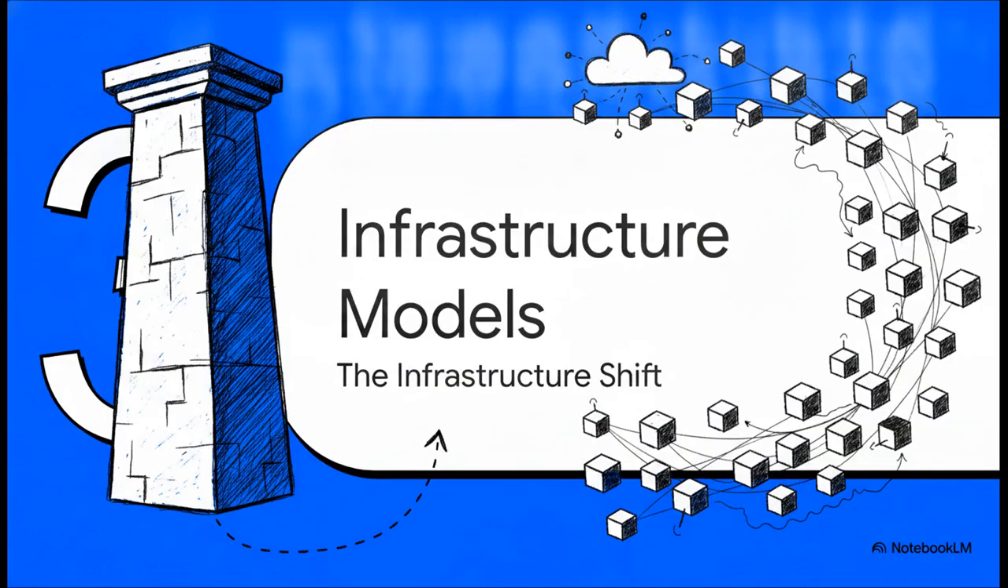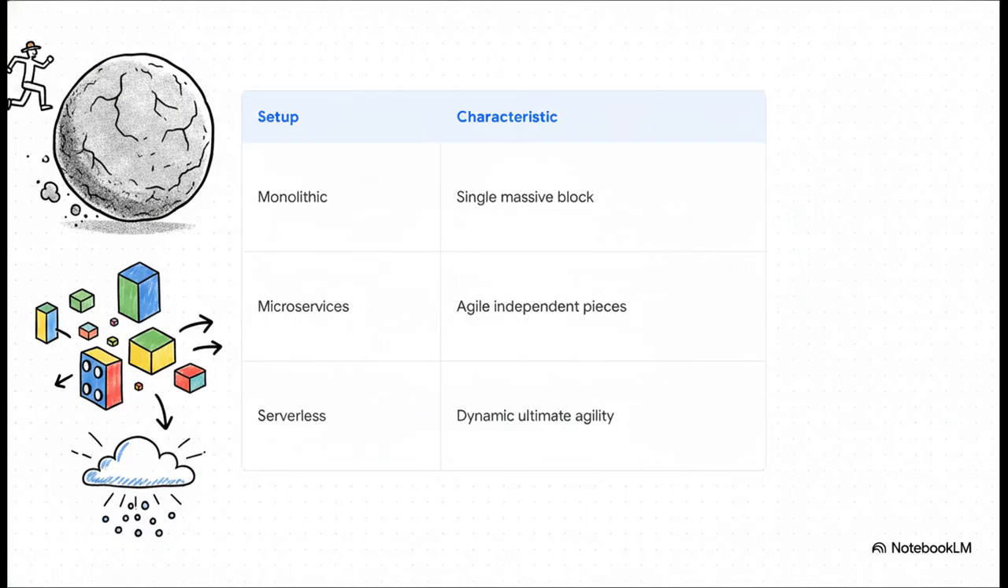Which brings us to Section 3. Monoliths to agile microservices, the infrastructure shift. Now, monolithic setups kind of sound like a terrifying boulder from an Indiana Jones movie, right? And honestly, they can be just as hard to maneuver.